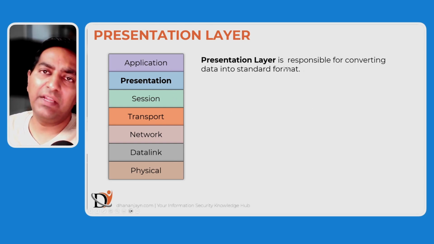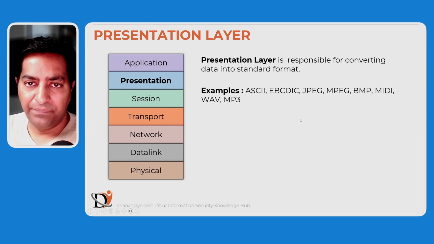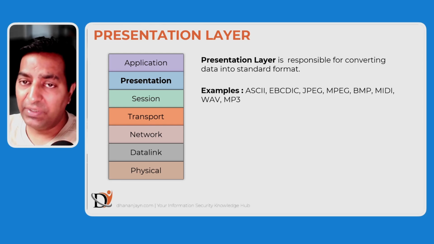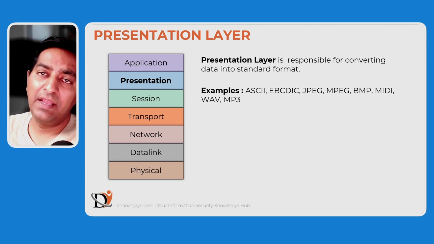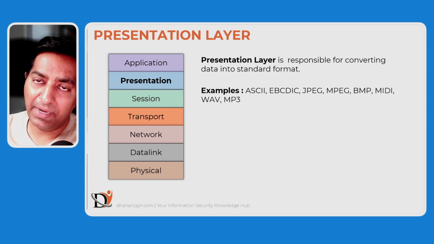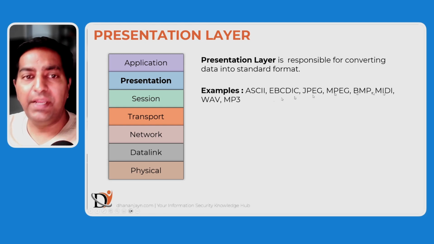This layer is responsible for converting data into a standard format, meaning the format which can be used to send data from your computer to some other computer on the network. The application layer has already accepted data in the user's format. Now, while transmitting that data over the wire or over the internet, it needs to be in a computer readable format, and these formats are ASCII, EBCDIC, JPEG, MPEG, BMP, MIDI, WAV, and MP3.